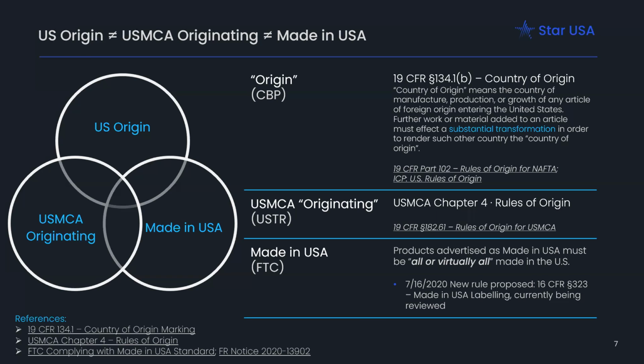And the last term that people often try to lump in with these other two is the phrase made in USA. That is administered by the Federal Trade Commission, the FTC, and it has a different standard that is applied by a different entity, a different agency of the US, and it has no direct relationship to originating or country of origin. There is a new rule proposed for the Made in USA standard that is currently being reviewed by the Federal Trade Commission, and I do expect to see new developments on that front later, but that's going to be out of the scope of today's session. I just want to put it out there that there are 3 entirely separate standards. We are focusing on USMCA originating, the middle one on this chart here.